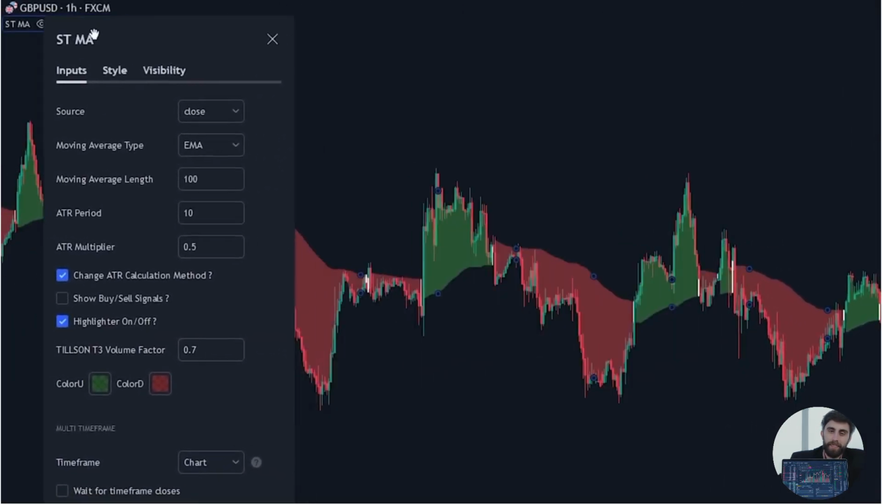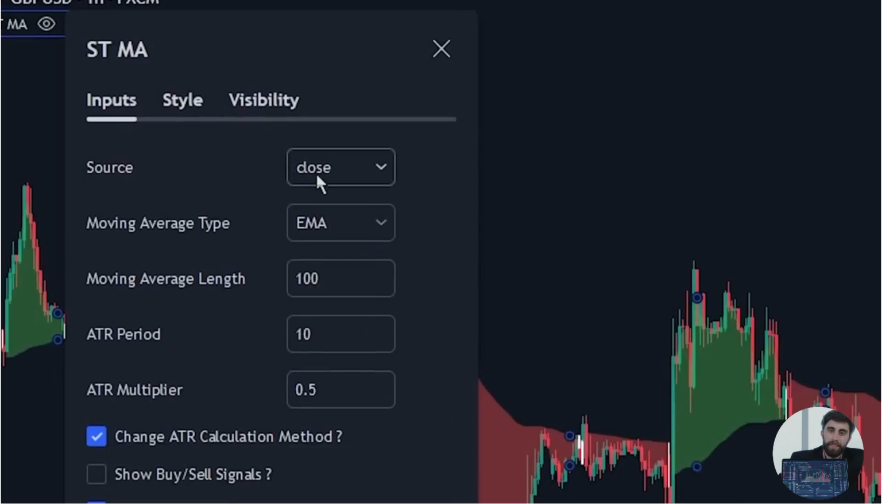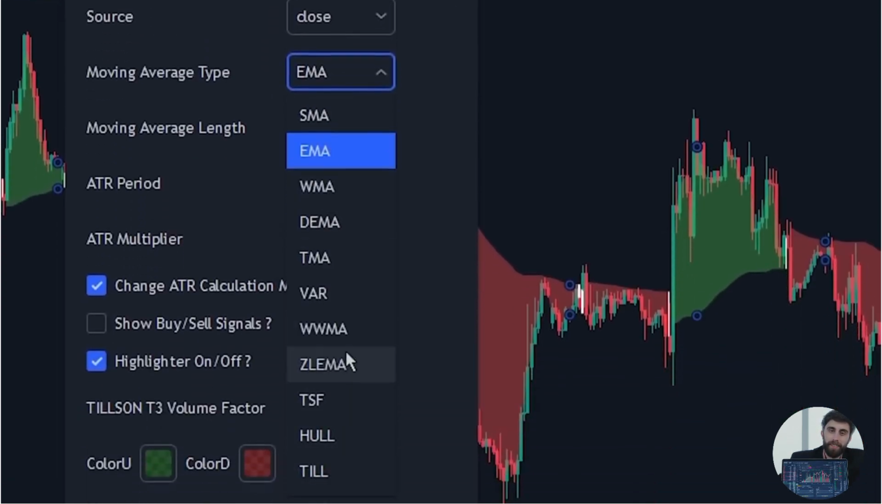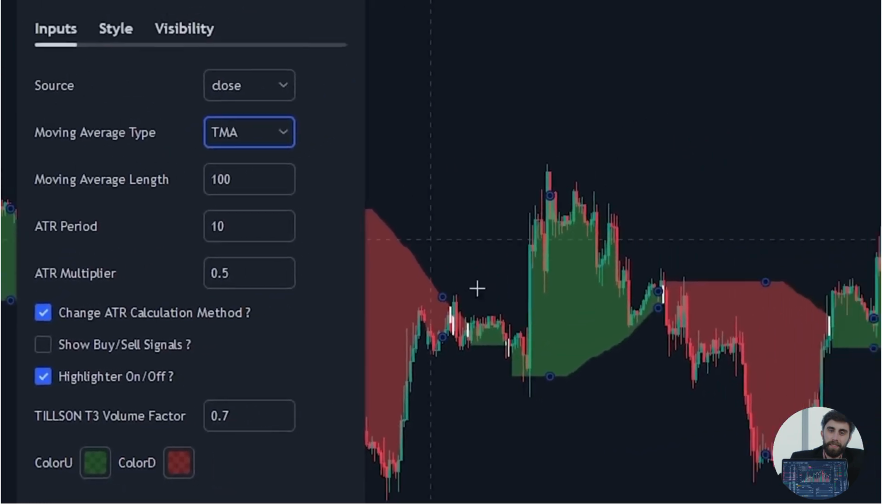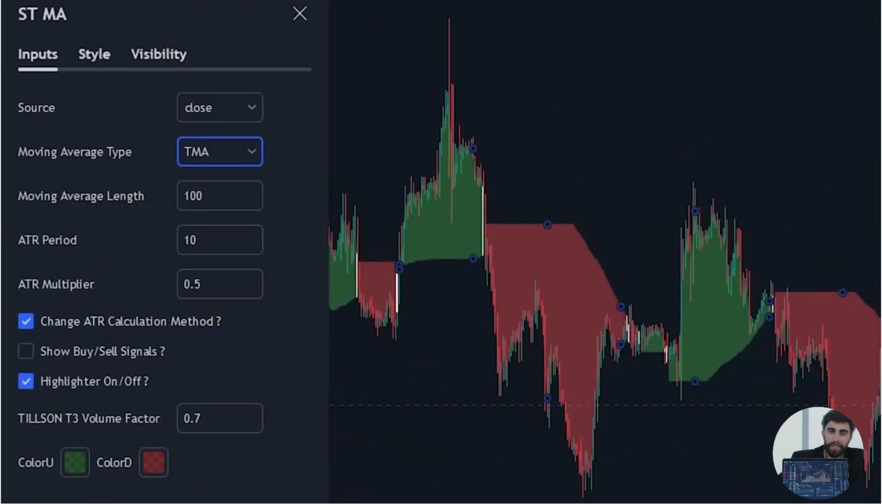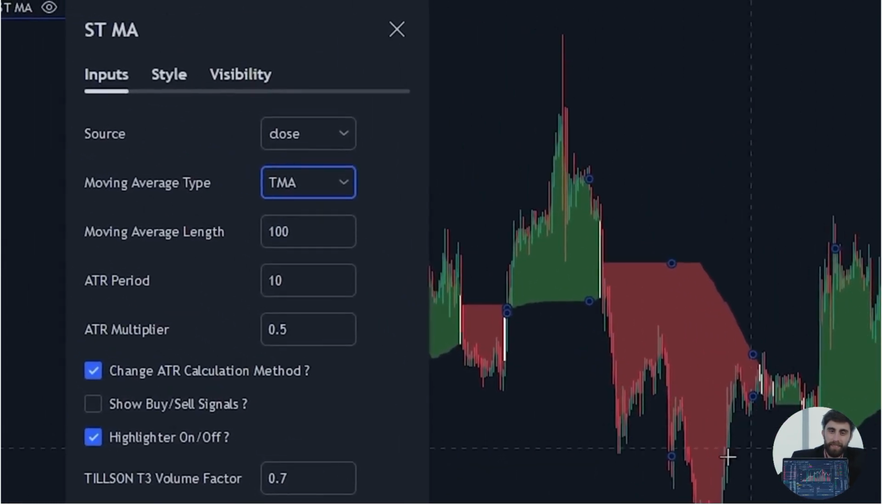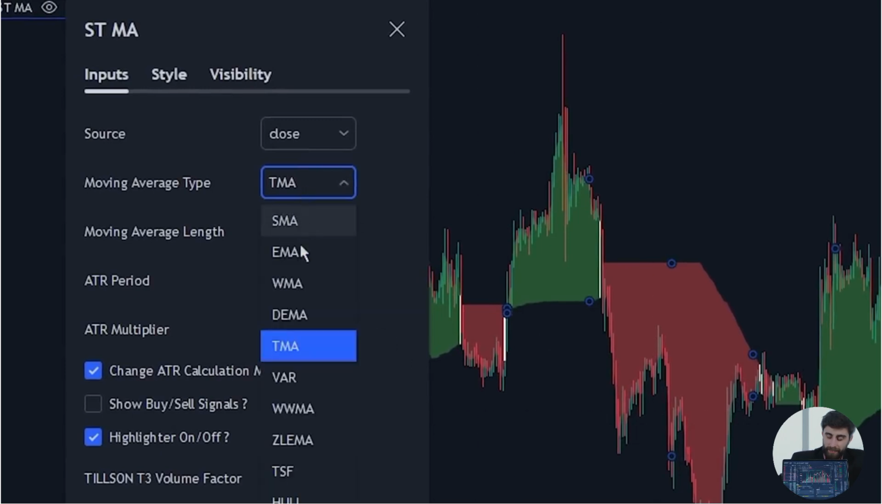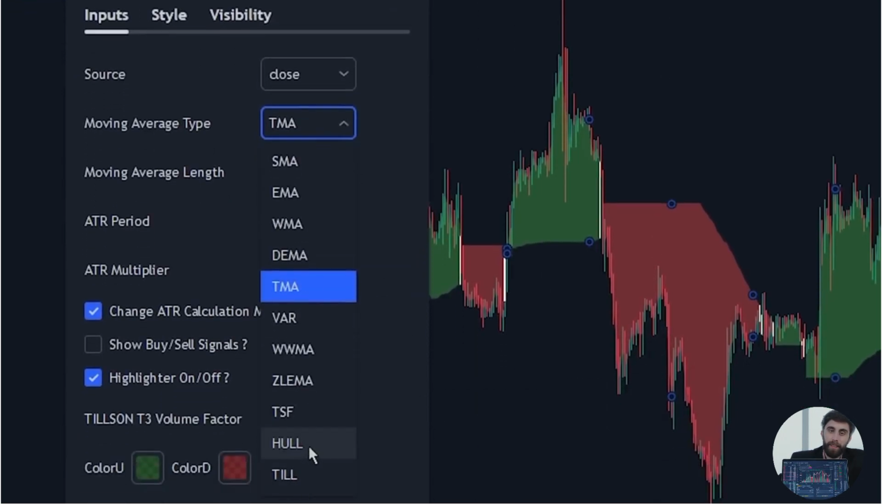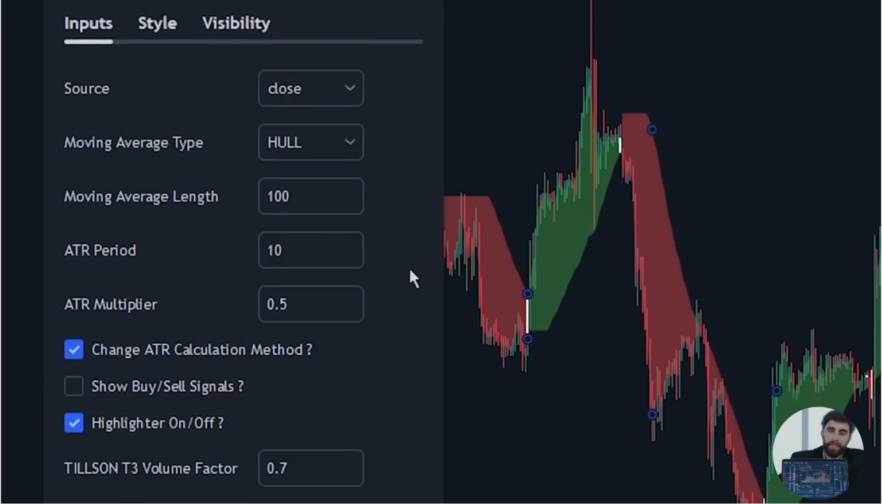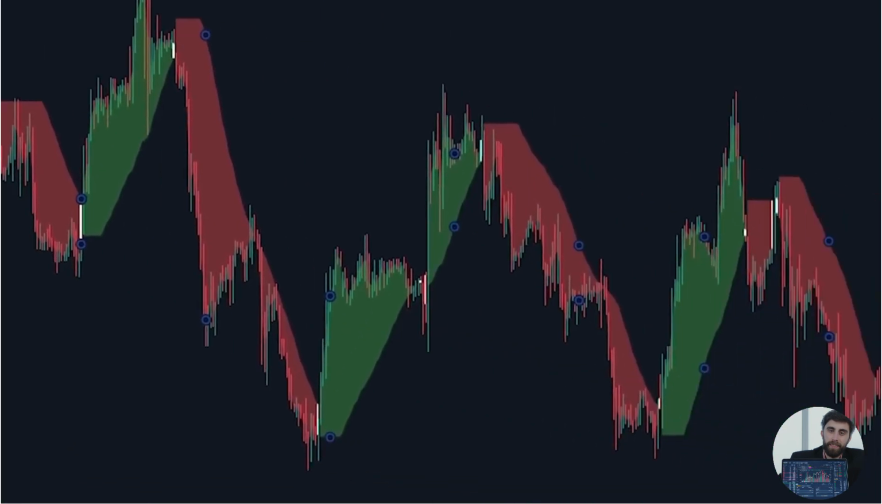The first setting we can see is for the source. We will keep this at its default value of close. Next, we can see that the moving average type can be changed. As you can see, by changing the moving average type to, for example, the TMA, we get a very different visualization of the trend. There are many moving average types to choose from. However, from our backtesting, we concluded that selecting the HMA causes the most responsive supertrend. As you can see, after changing the moving average type to HMA, the supertrend indeed becomes a lot more responsive.